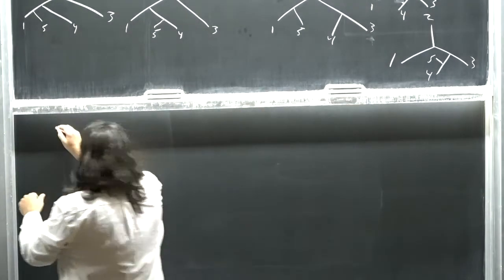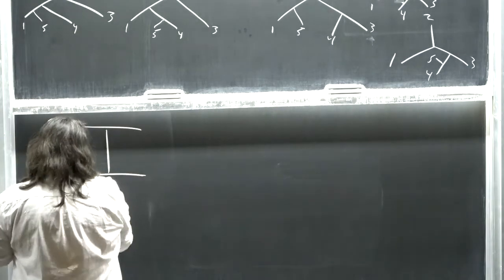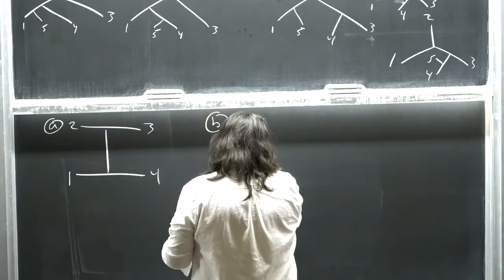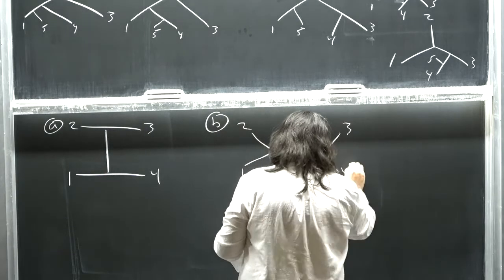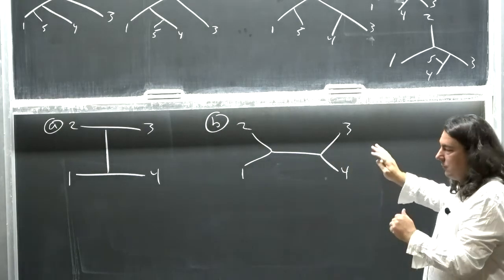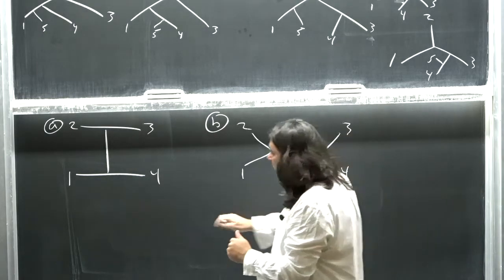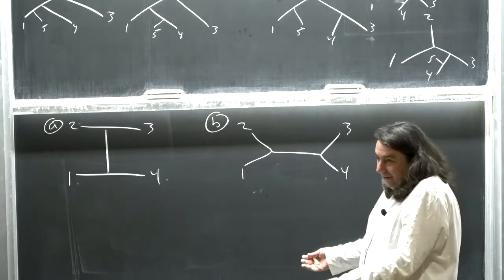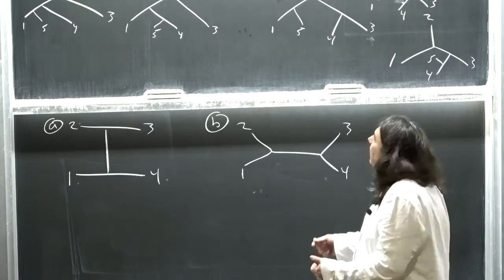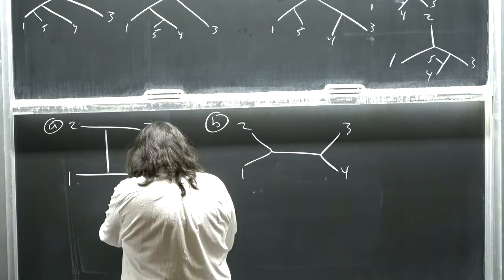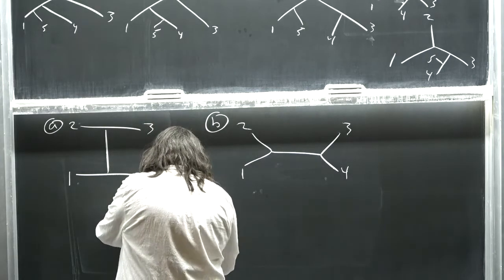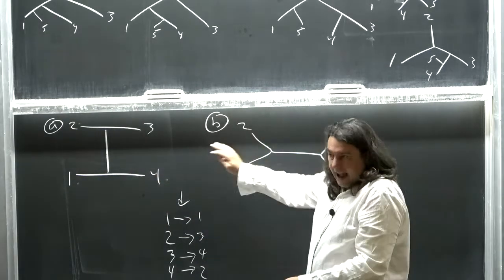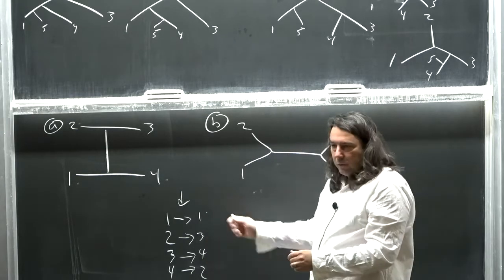A, 1, 2, 3, 4, and B, 1, 2, 3, 4. And so these are the 2 graphs that contribute to the color order 1, 2, 3, 4 at 4 point. So what if I wanted 1, 3, 4, 2? Then what I do is I literally just relabel, and I get the correct color order for 1, 3, 4, 2.